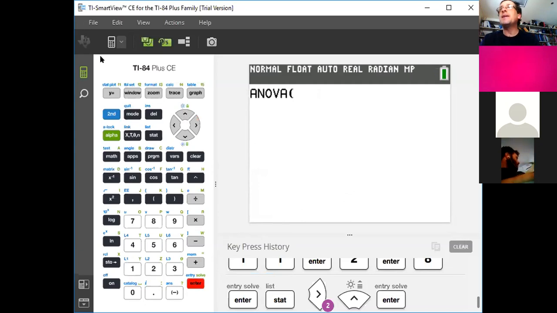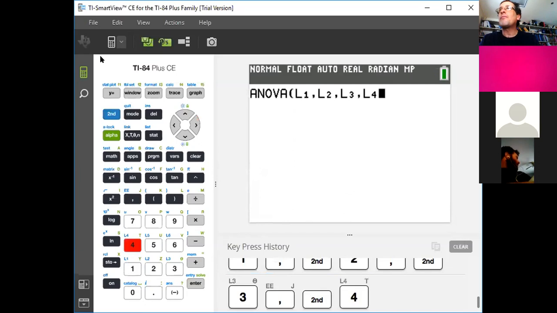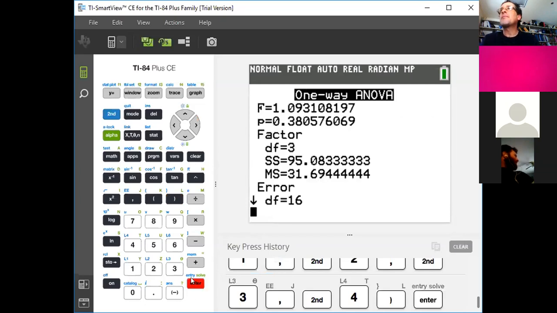Then I'm going to type in L1, so second 1, comma, second 2, comma, second 3, comma, second 4. Close the paren. And the good news is all the TIs have this, at least all the TI-83s and 84s have ANOVA. I also have it on my spreadsheet if you want to use that, but that won't work on the exam. It only works on homework. Then I hit enter, and there we go.